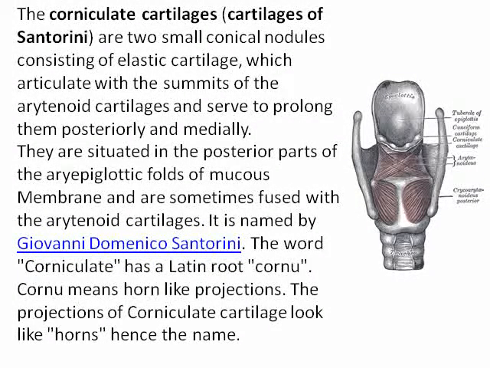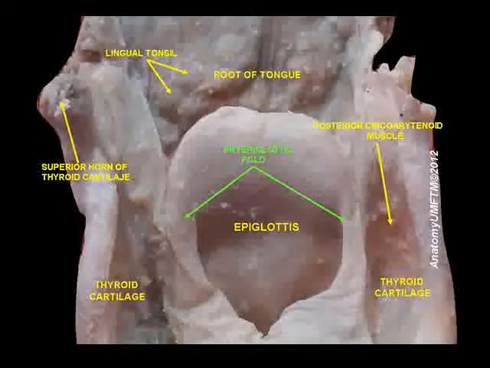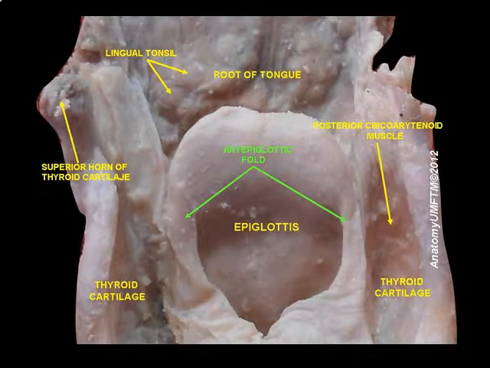The word corniculate has a Latin root. Cornu means horn-like projections, and the projections of corniculate cartilage look like horns, and therefore the name. These are the corniculate cartilages of Santorini. Those are the aryepiglottic folds, which contain the cuneiform cartilage of Risberg and the corniculate cartilage of Santorini.